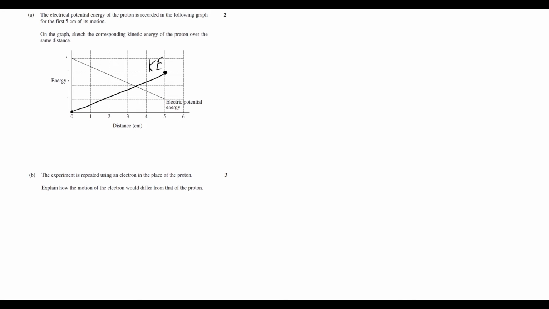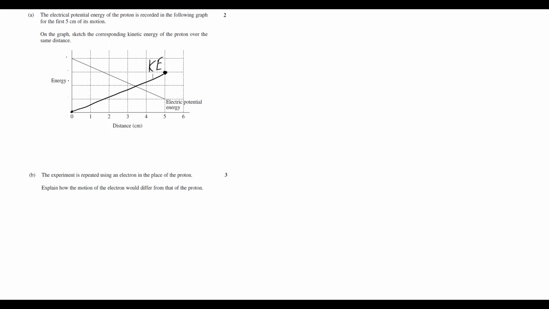So now for part B, it says the experiment is repeated using an electron in the place of the proton. So now explain how the motion of the electron would differ from that of the proton. So really quick, what we need to identify is the similarities and differences between protons and electrons. So the most glaringly obvious one is that they're opposite charges. So that means the proton would move in one direction, the electron would move in the other.